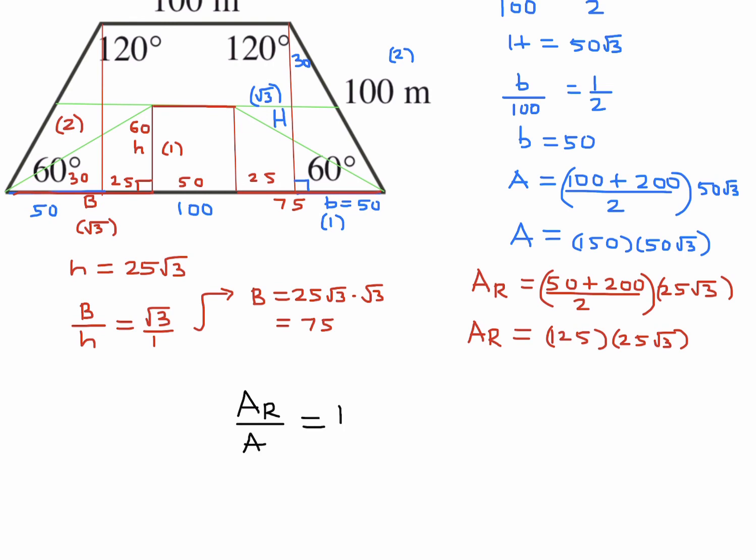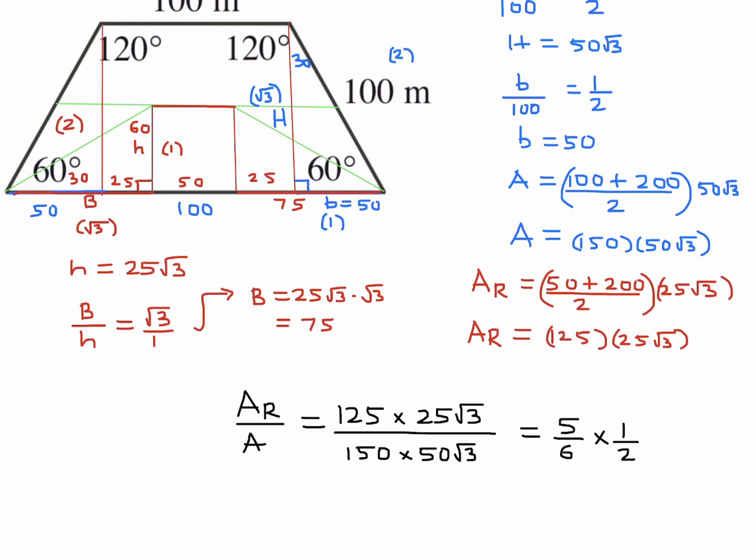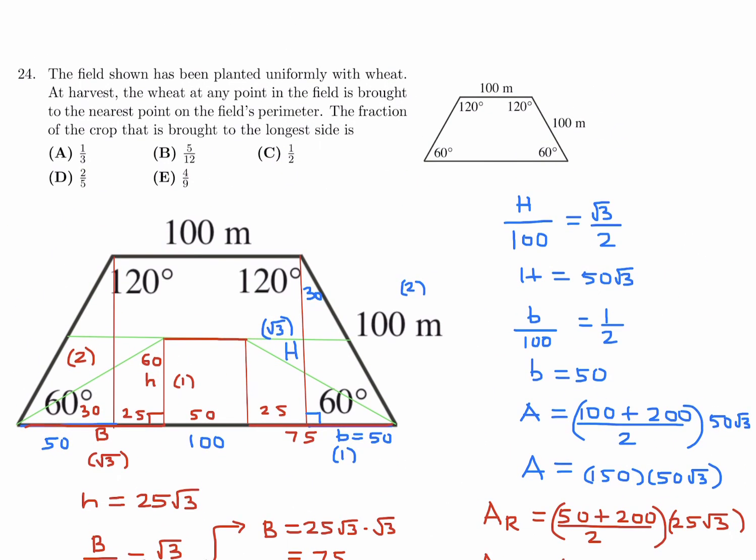And that is going to be 125 times 25 root 3 all over 150 over 50 root 3. So this looks like 5 over 6 times 1 over 2, and the root 3's cancel, so that you are just left with 5 over 12. And that is the required fraction. So number 24, the answer is B.